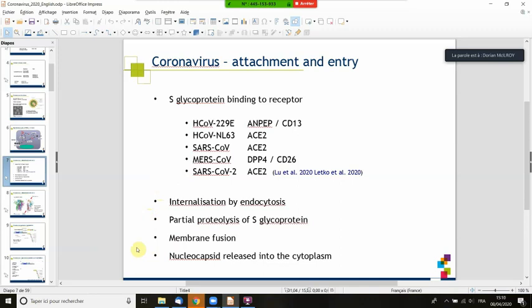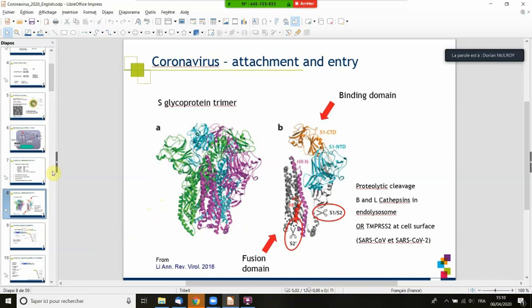Let's have a closer look at the S glycoprotein structure. The active form is a trimer. Here you've got one trimer with each monomer a different color, and you have to imagine that the virus envelope is down here, and this is on the outside of the virus particle. So this is the part that's going to bind to the receptor.